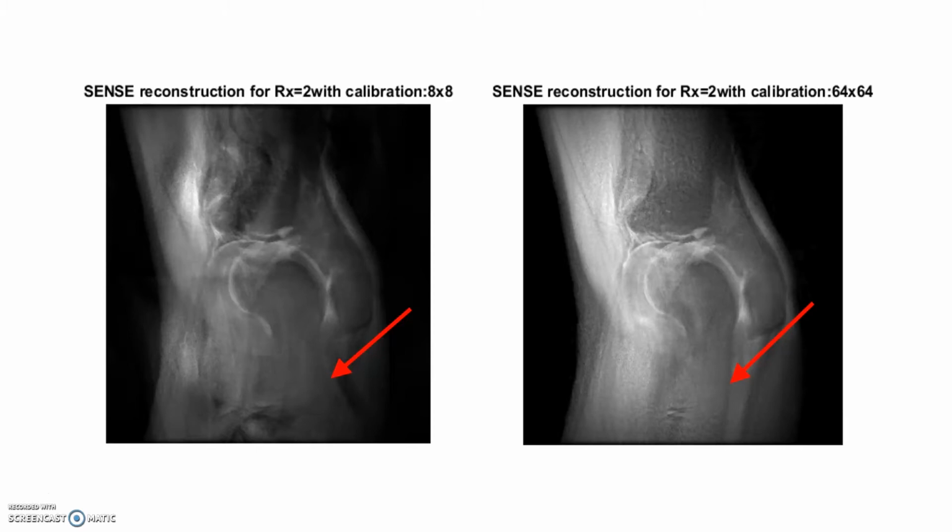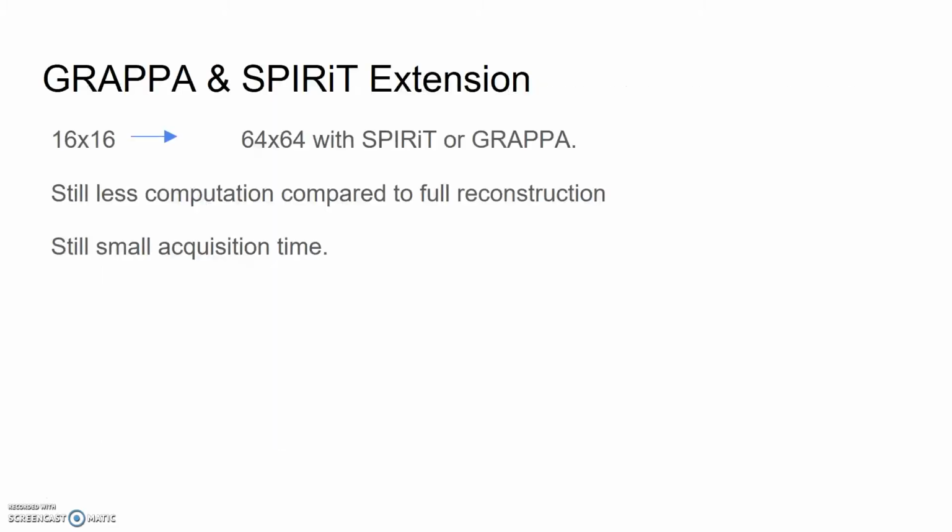If we need 64 by 64 calibration data and increase the scan time, why didn't we use SPIRIT or GRAPPA directly and then get a better image quality? Therefore, we need a smaller and smarter way so that we don't have to acquire this much data, but only acquire 1/16 of it as 16 by 16 data.